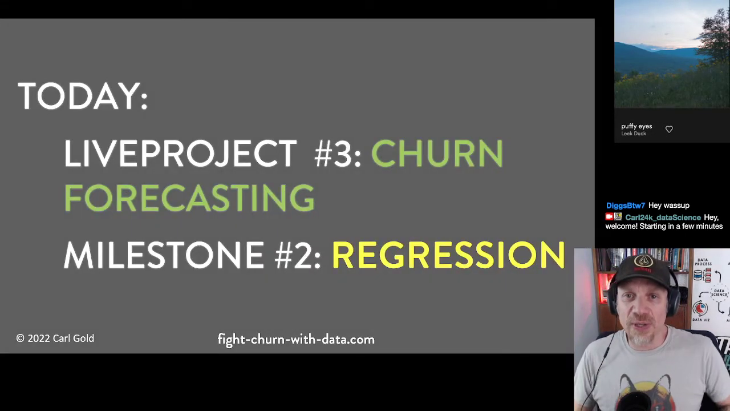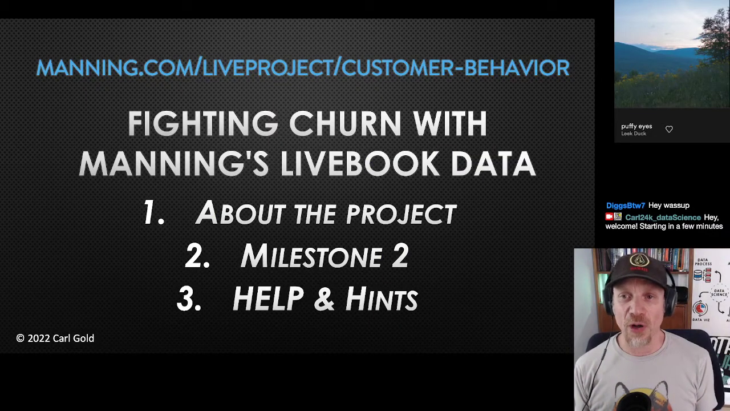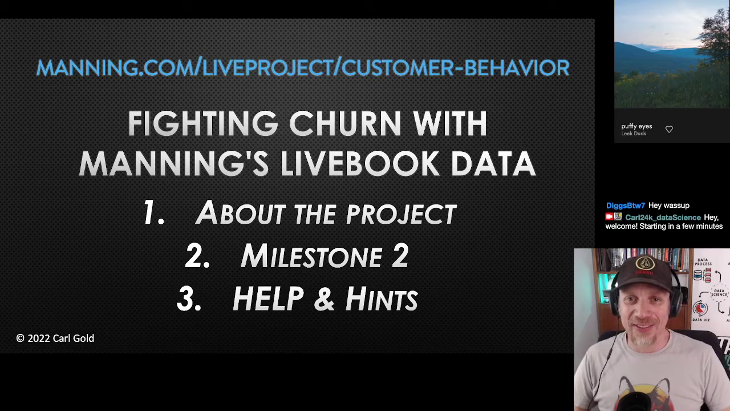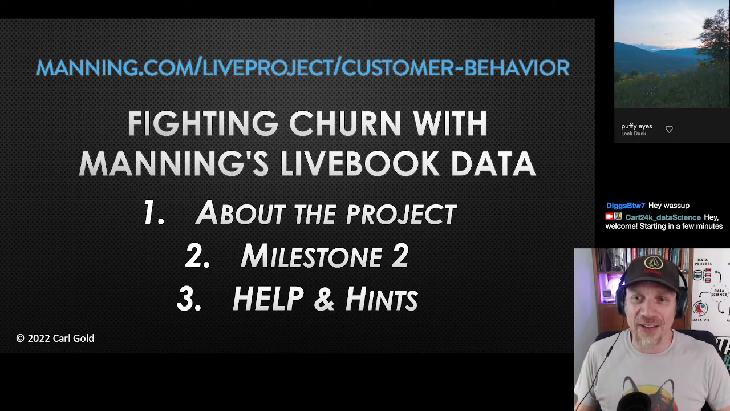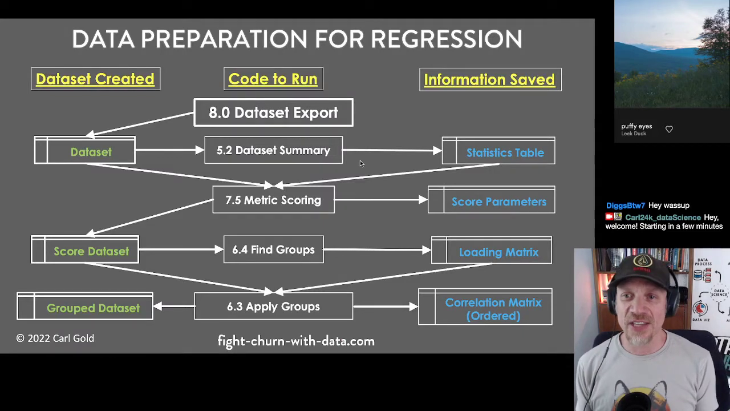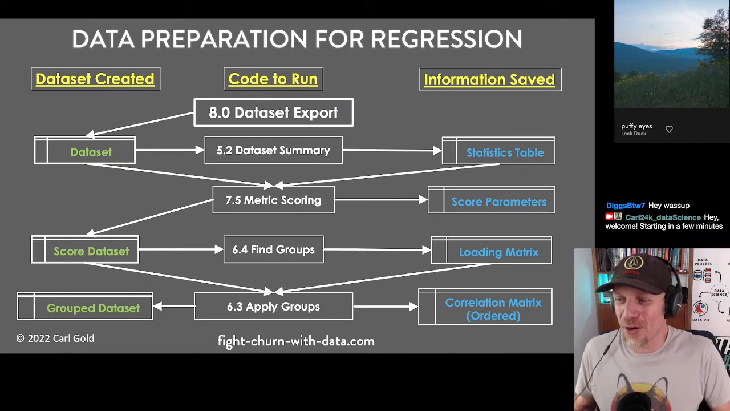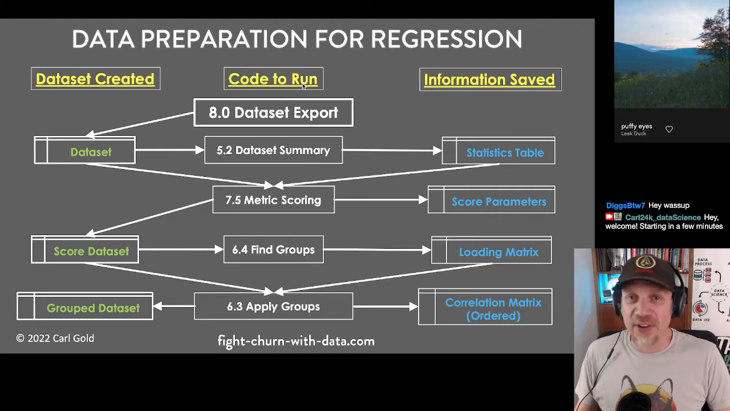So we're doing this churn forecasting regression, and I just walked you through all these without looking at this. So we talked about the project, and we looked at the milestone, and now we looked at the help and hints. So now I'm starting to do it. And the next thing is this slide, which summarizes the data preparation for regression, which is pretty complicated actually. There's a lot of steps here. The steps are actually listed here down the middle with a code that we have to run.